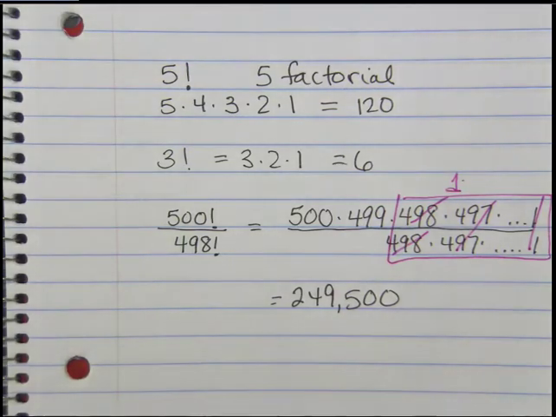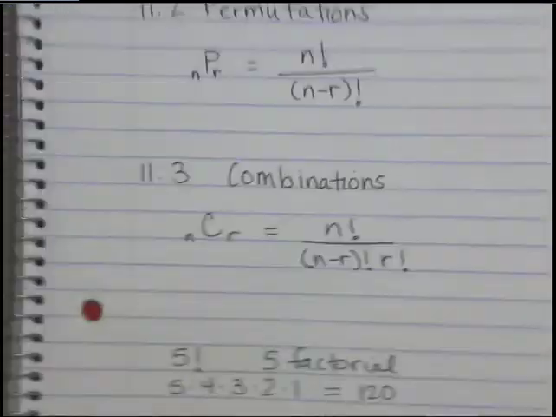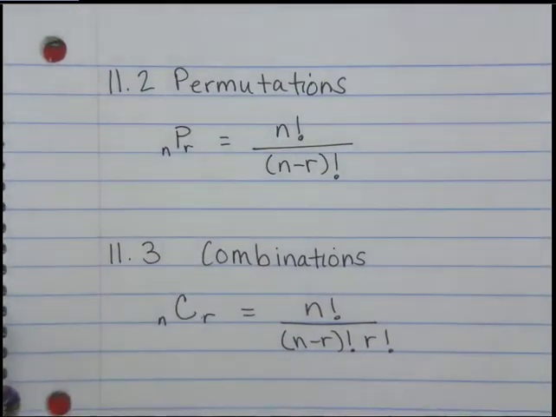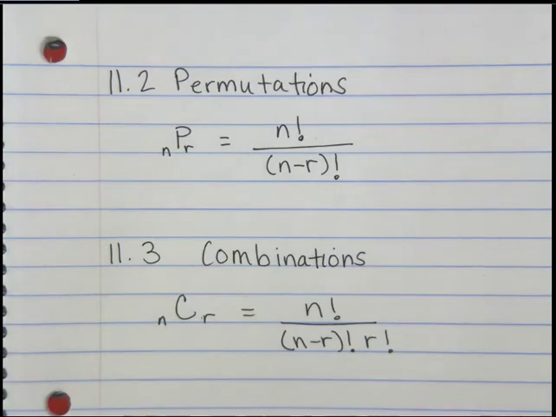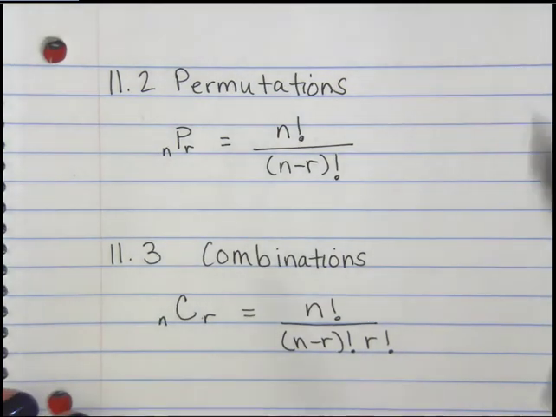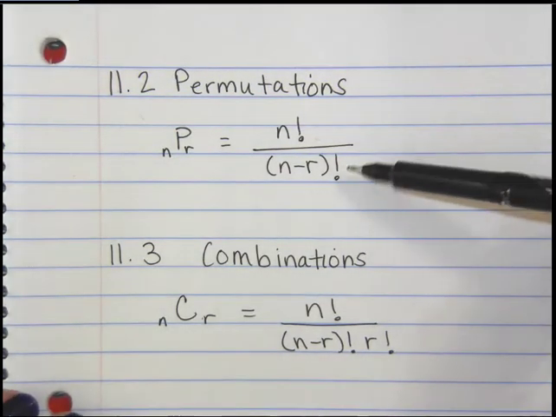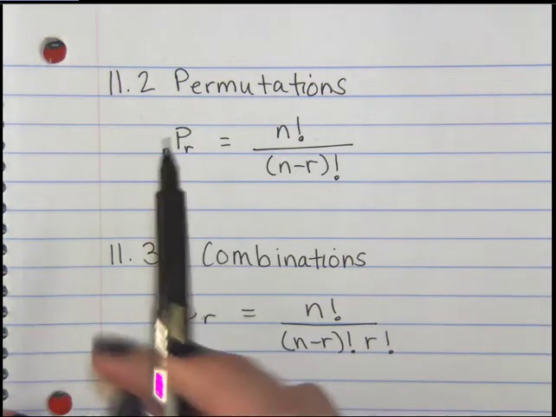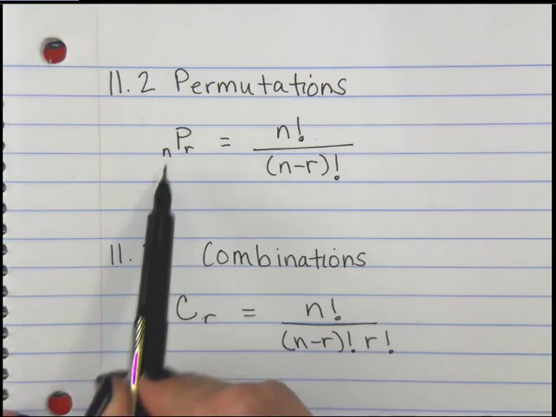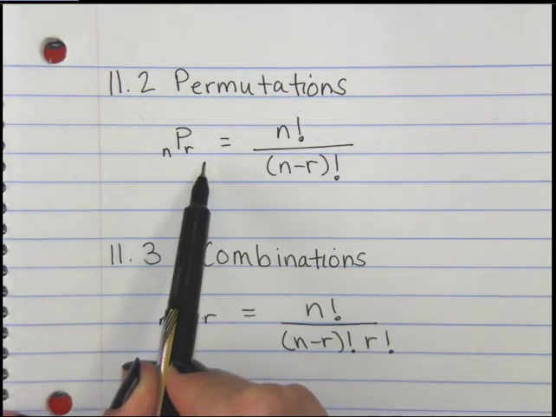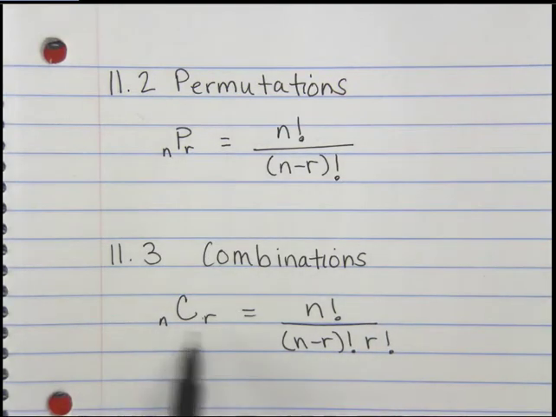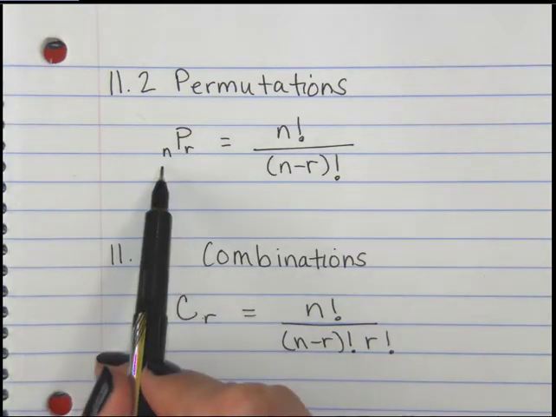Okay, so what you will see in section 11.2 and 11.3 are these lovely formulas. And you can use these formulas. You can plug in these values. You can use your calculator and the factorial button to figure this out. The way you would read this is a permutation of n objects where you're choosing r of those n. Combination, this is n objects, you're choosing r. So combination n choose r, permutation n choose r.